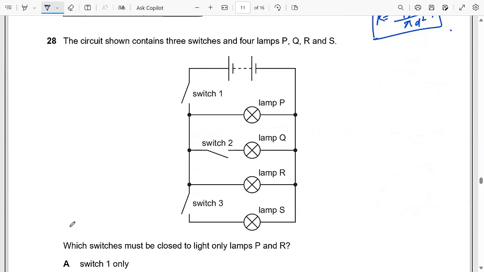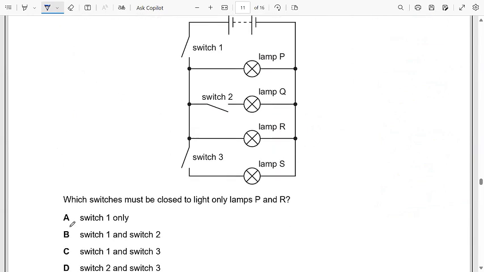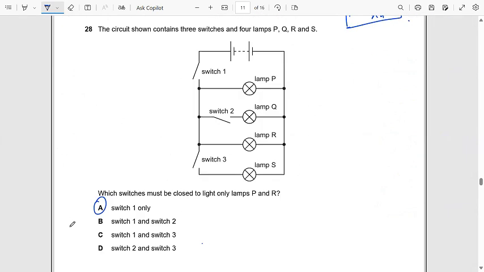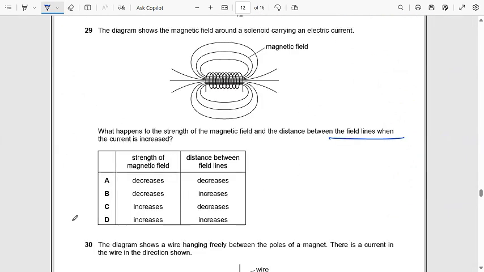The circuit contains 3 switches and 4 lamps P, Q, R, and S. Which switch must be closed to light only the lamps P and R? The answer is A. ठीक है? Yes. The strength of magnetic field increases and the distance between the field lines is decreased.